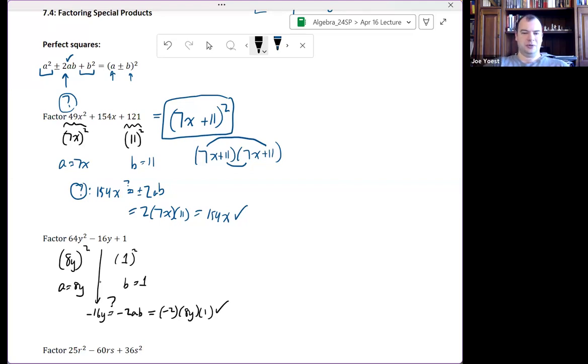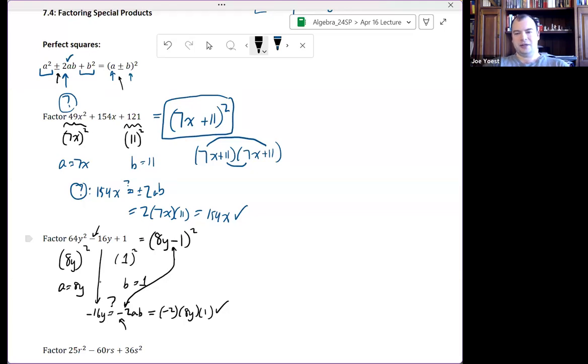So 64y squared minus 16y plus 1 is a perfect square. And I see that I have a negative 2ab cross term. So my square is going to be a minus b squared. It's going to be 8y minus 1 squared. This minus is what gets me that minus and that minus.